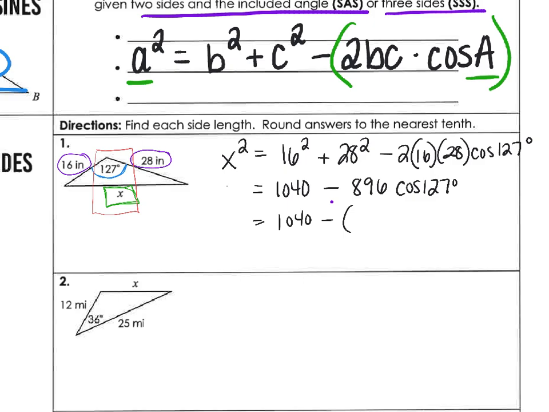127. So this is negative 539.226. That's what you get. Plug in 896 cosine of 127. Is it negative 896? Well, it's minus. Correct. Are you in degree mode? Okay. Since we're subtracting a negative, we end up adding, which gives us x squared equals 1579 point. Oh, that's what I got.